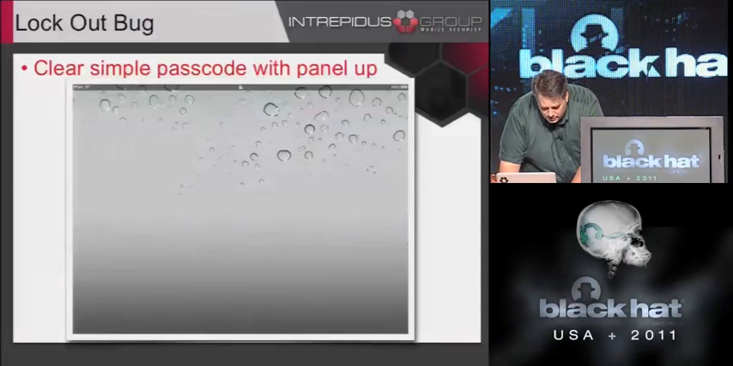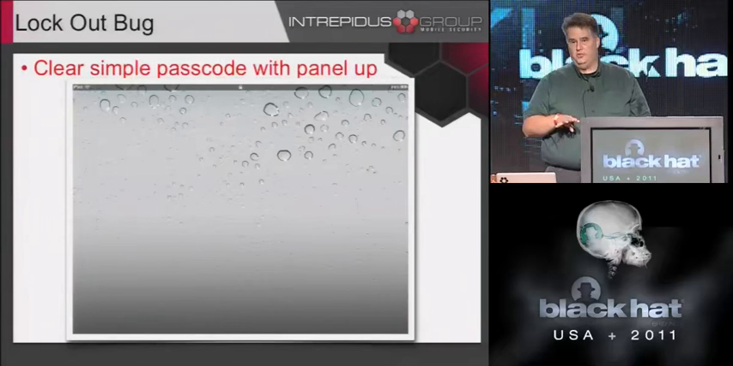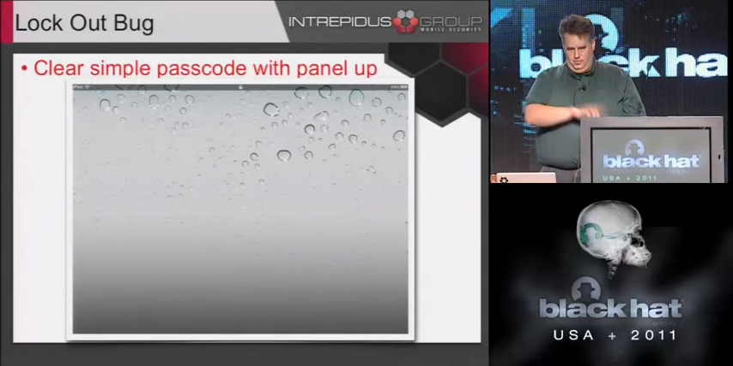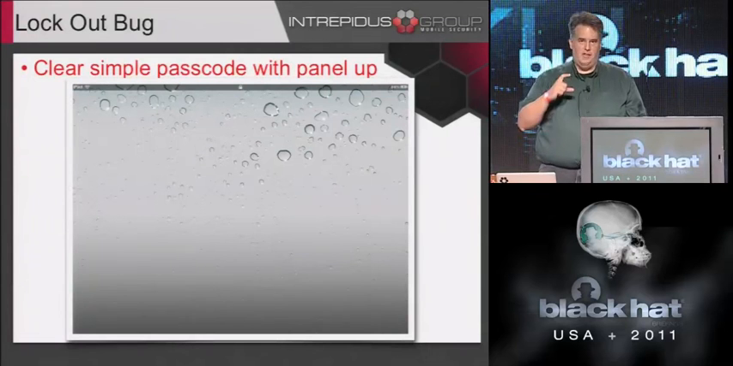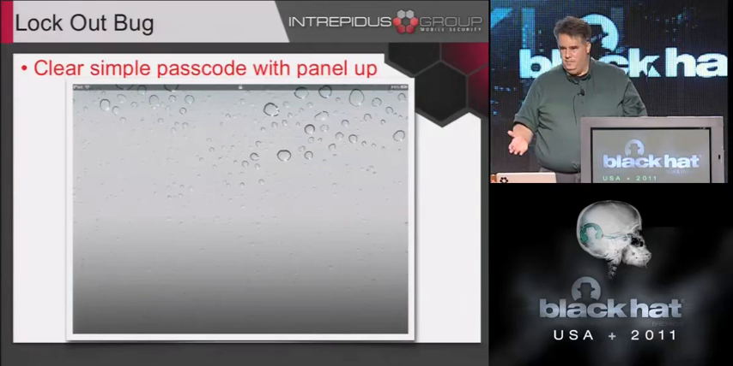What happens is if you have a simple passcode, just a 4-digit number, and you fat fingered a bunch of times, and so you call up the help desk and say, I got to get in, and that panel is still up. If that panel is up when the clear passcode command is sent, something weird happens. If after the clear passcode command is processed, you type in just a random 4-digit number, doesn't matter what it is because there's no passcode, it lets you in.